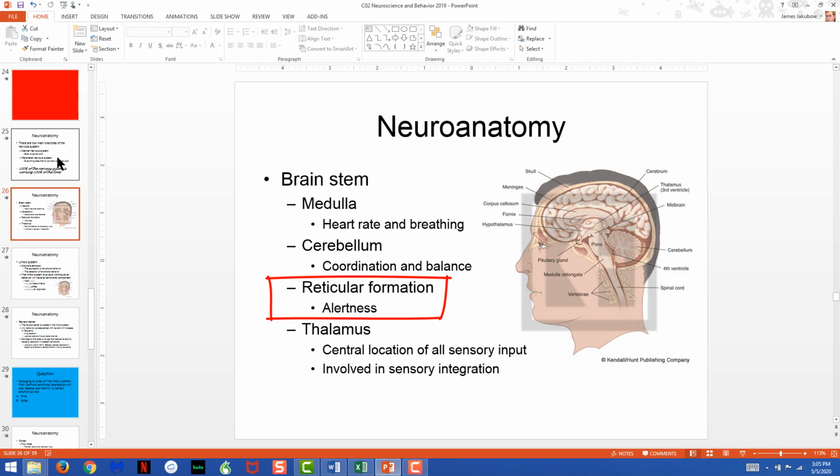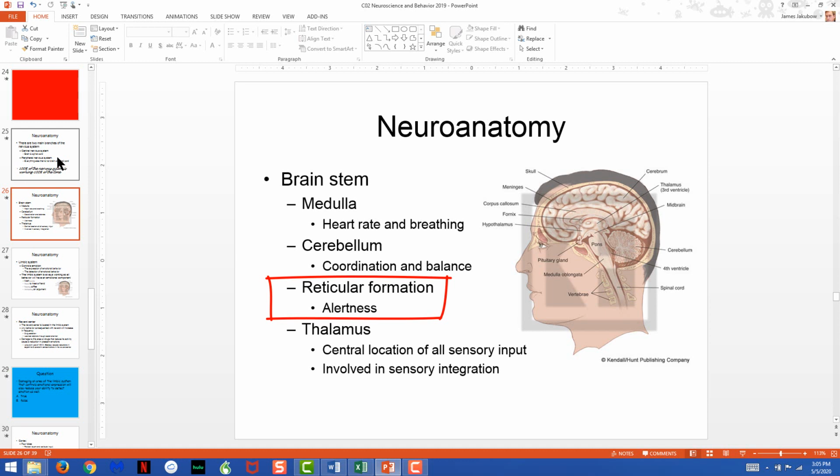And as you might imagine, if a person had damage to the reticular formation from a stroke, or if they were clubbed in the back of the head by a baseball bat, it could put them into a permanent coma. Because if you damage the reticular formation, they would lose the ability to be alert.